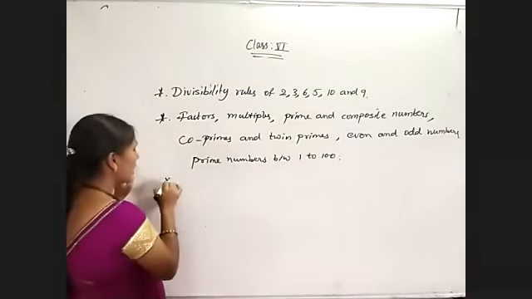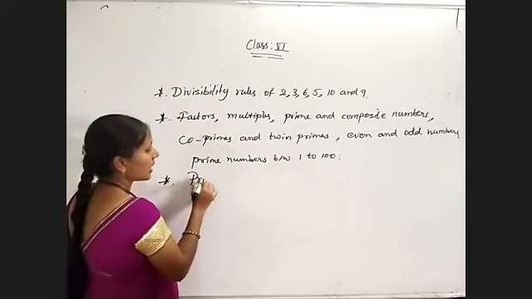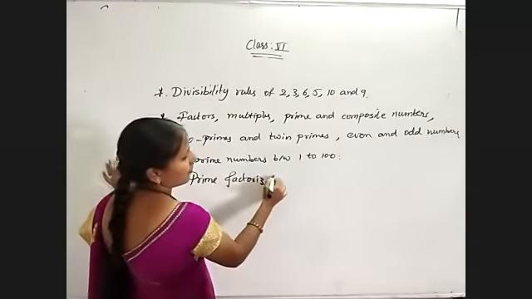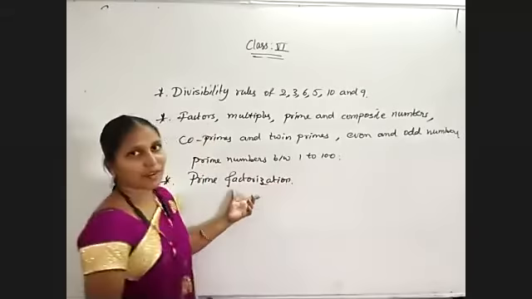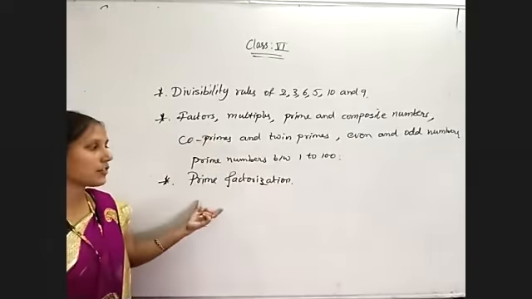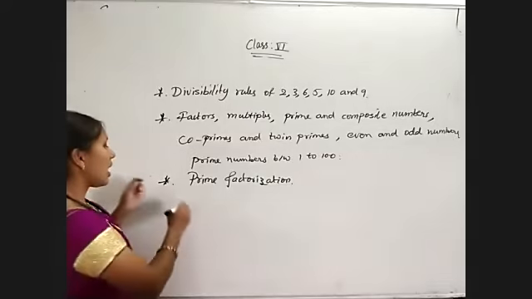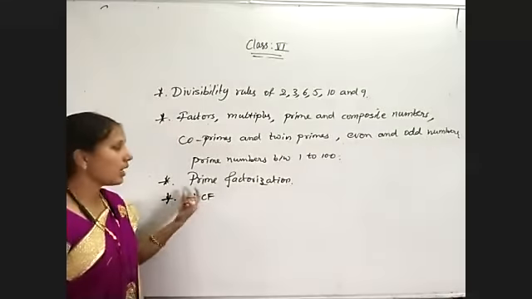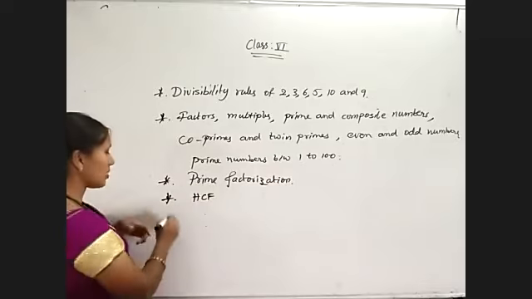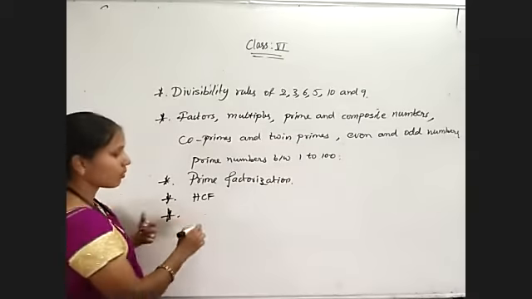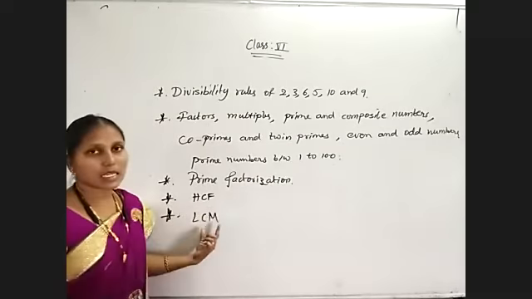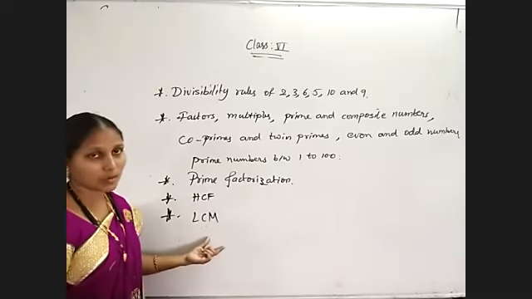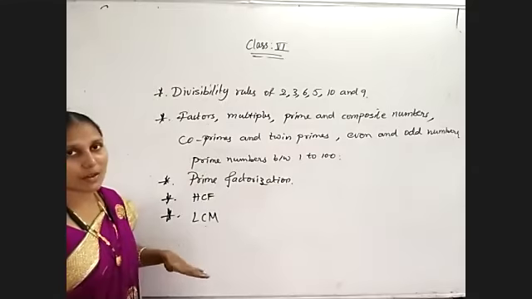And coming to the third exercise, we have started prime factorization: what is the meaning of factorization and how to do the prime factorization in two methods, that is division method and prime factors tree. And in the fourth exercise we did HCF, highest common factor, how to find it in division method as well as prime factorization method. And the next exercise we have studied about LCM, what is the least common multiple and how to find it by using division method and prime factorization method. So these many topics we have finished now.